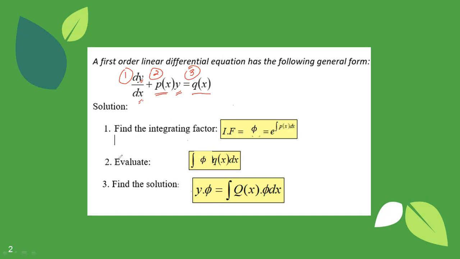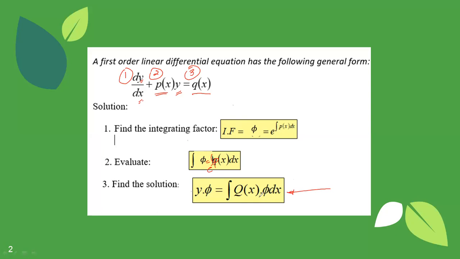Of course, the second part would be the evaluation of this integral. So you evaluate, or you find the value of the phi, given that it's e raised to the integral of, by the way, class, this is not q of x. This is p of x. Okay, given this one, you need to evaluate the phi. Now, after that, you find the solution already of your linear differential equation.